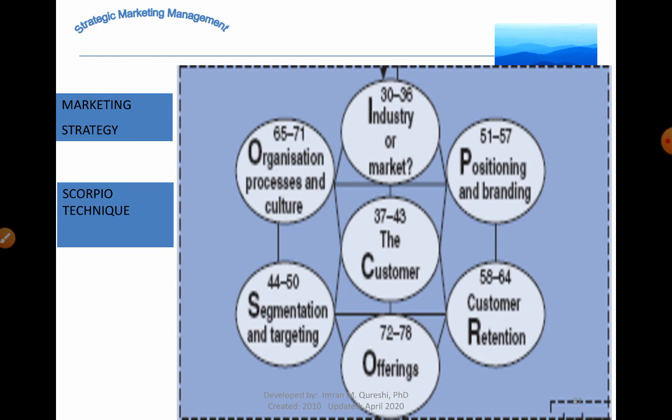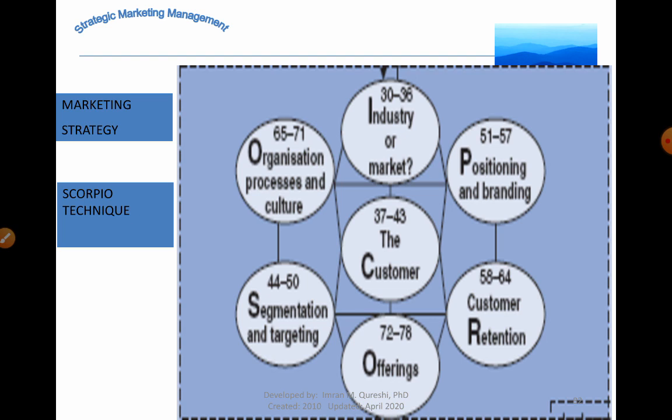Okay, the input for it is the overall organizational strategy. Based on that, you look at the impact of that overall organizational strategy on these particular elements that are the base elements of marketing, so you will be able to quickly come up with a very effective marketing strategy. Okay, so this is the idea of the Scorpio technique.